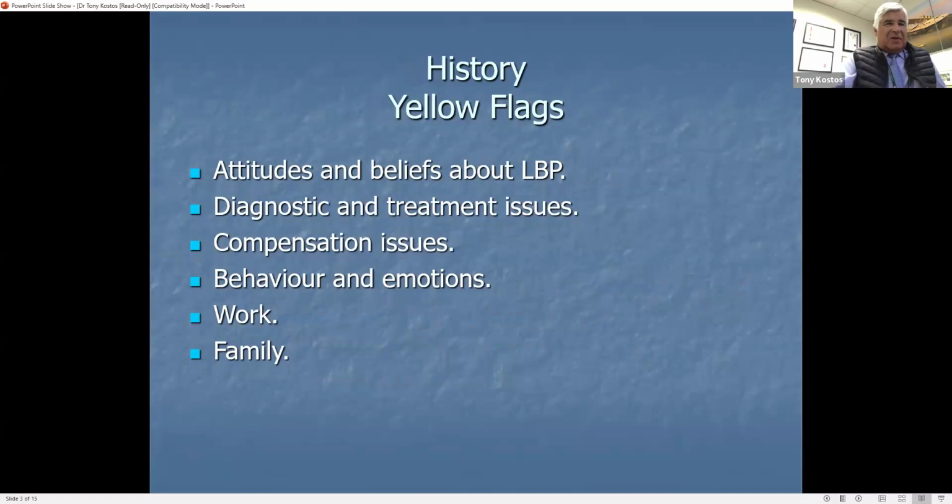So with the yellow flags, people have a number of attitudes and beliefs about low back pain. And this is very important because, when they go to the doctor and say they've got back pain, the doctor takes an x-ray and says, oh, you've got a lot of wear in your spine. And that patient would say, oh, how did I get that? Oh, well, it must be your work, which is completely false.